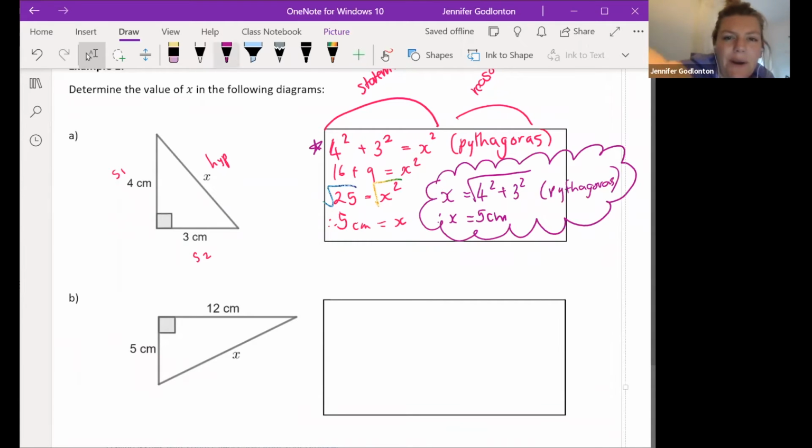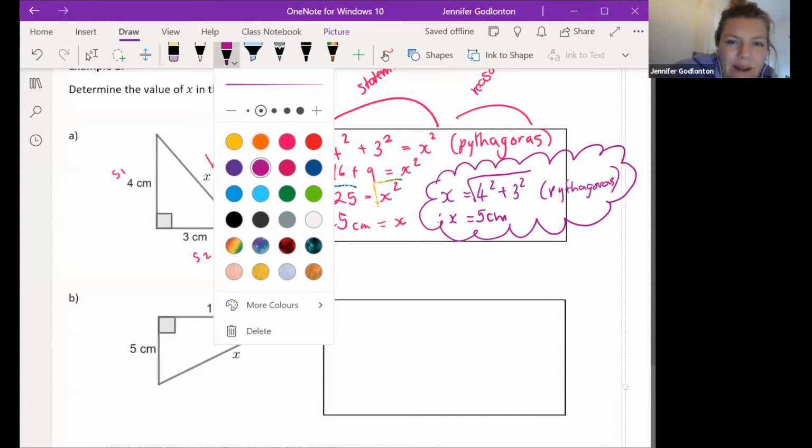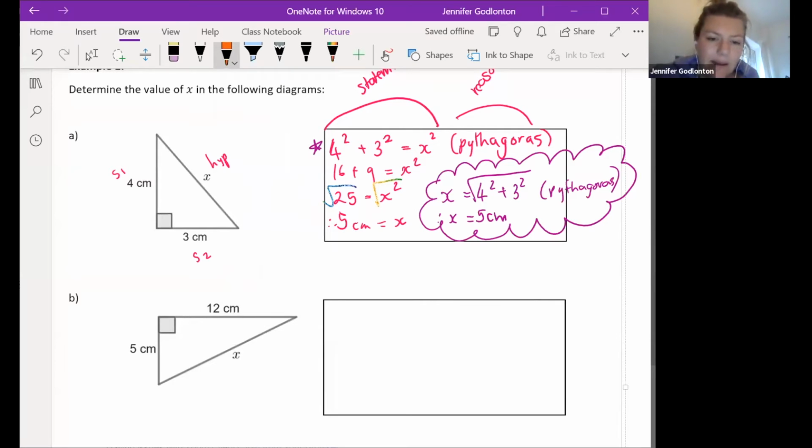Okay, so I'm going to write it the quick way, and then I'll write it the longer way for anyone who needs. Quick way, we're looking for our hypotenuse. Okay, so we would say x is equal to the square root of 5 squared plus 12 squared, and then our reason would be Pythagoras. Okay, and x would be equal to 13 centimeters.